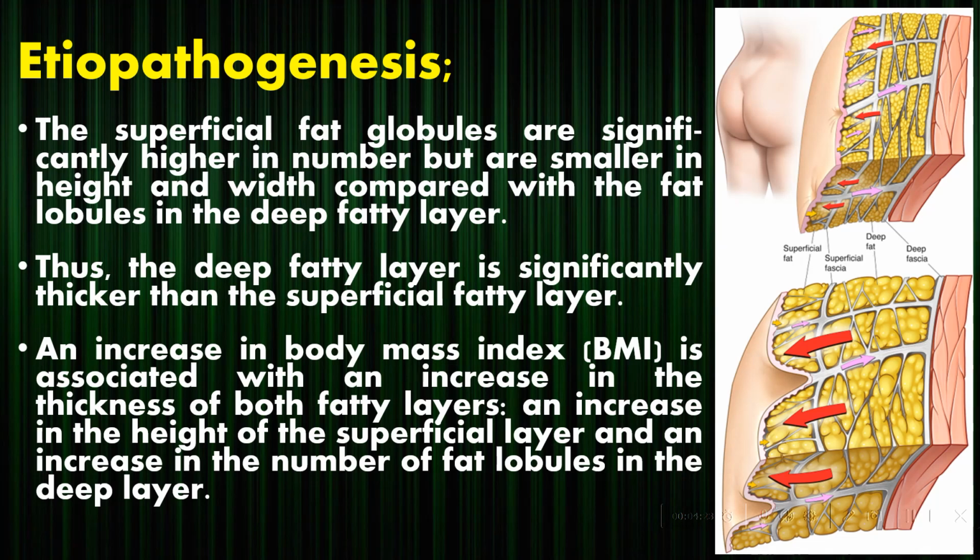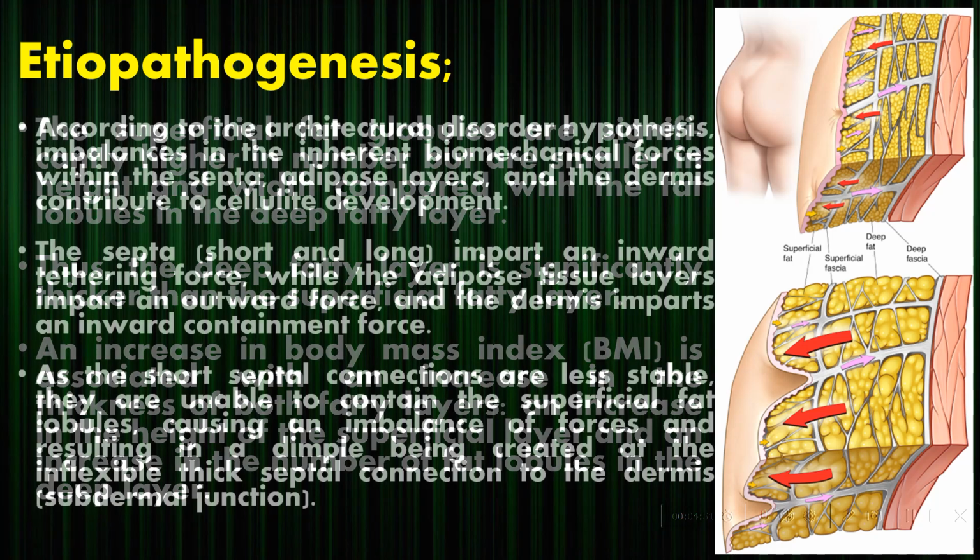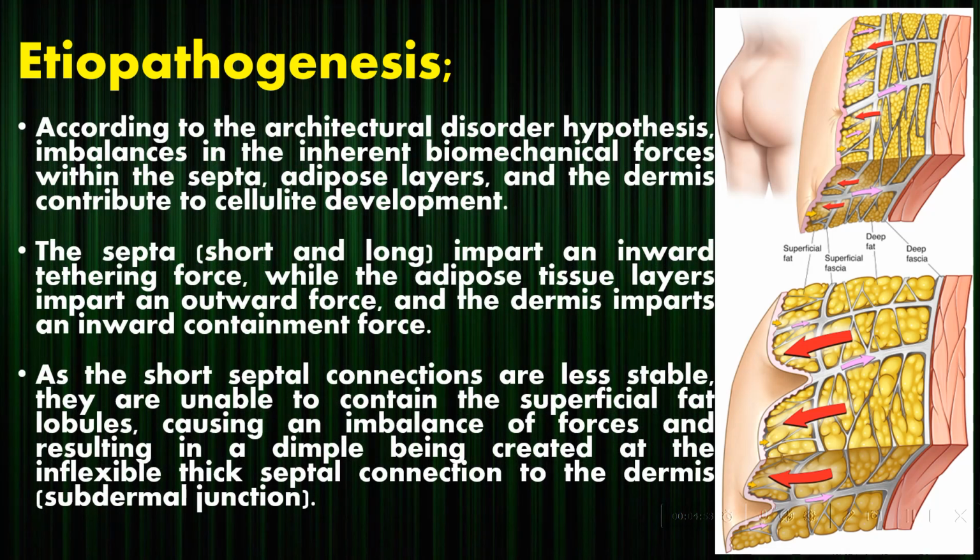An increase in body mass index, BMI, is associated with an increase in the thickness of both fatty layers, an increase in the height of the superficial layer, and an increase in the number of fat lobules in the deep layer. According to the architectural disorder hypothesis, imbalances in the inherent biomechanical forces within the septa, adipose layers, and the dermis contribute to cellulite development. The septa, short and long, impart an inward tethering force, while the adipose tissue layers impart an outward force, and the dermis imparts an inward containment force.